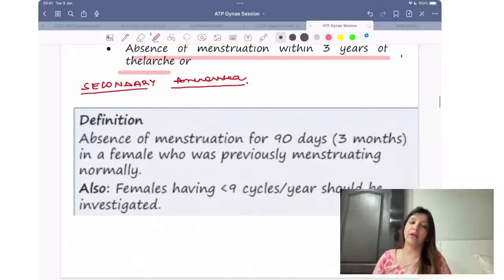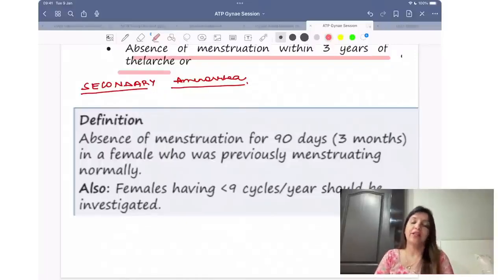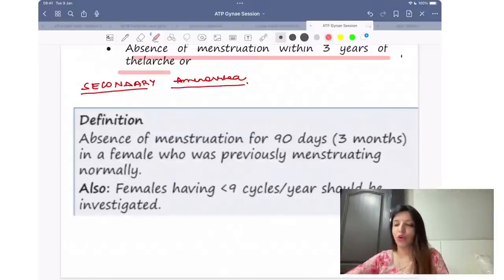What is secondary amenorrhea? Secondary amenorrhea means a female was menstruating normally and all of a sudden, for the past 3 months, she is not having menstruation. That is secondary amenorrhea. Or overall, in a year a female should have 12 cycles. If she is having less than 9 cycles, then also that should be investigated because that comes under oligomenorrhea. That's not normal, and that again should be investigated. Clear to all of you? So all these definitions you have to remember.